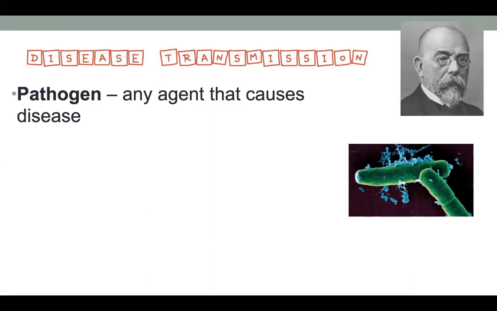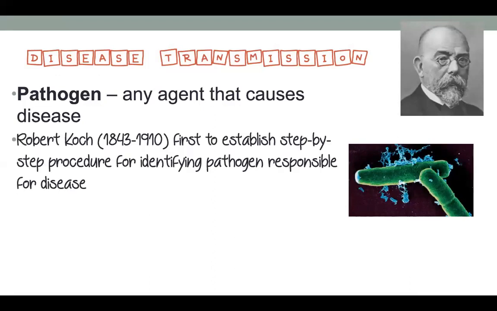So this is in the picture that you see there. His name is Robert Koch, I think, his German name. He was the first to establish a procedure to identify any pathogen that's responsible for disease. A pathogen is anything that causes disease. It can be a virus, bacteria, parasite, fungus. Yeah, anything that's going to cause disease.